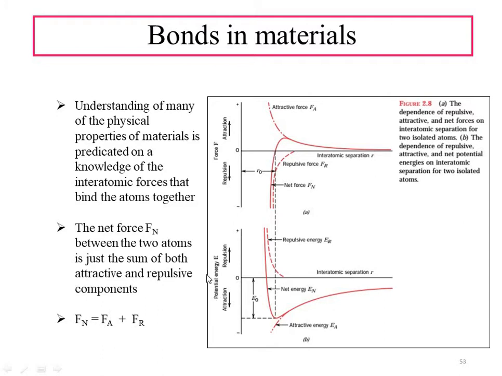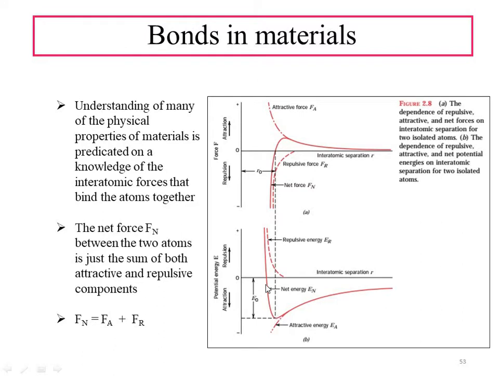So let us see in terms of potential energy. We have attractive potential energy and repulsive potential energy. Here the repulsive potential energy will be positive and the attractive potential energy will be negative. This is the interatomic separation, and at the point where the net force is 0, the net potential energy will be minimum, the minimum potential energy, MPE, location.